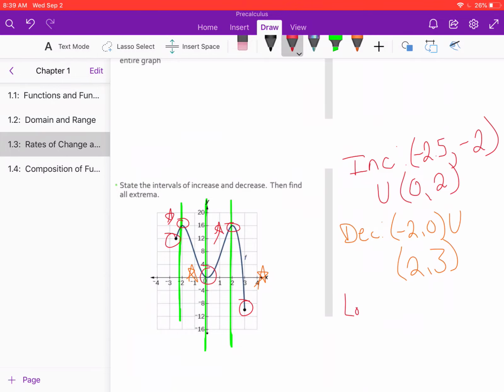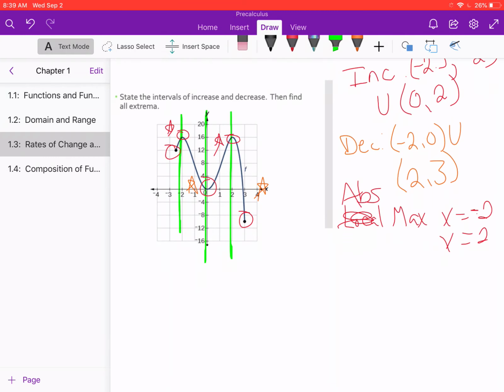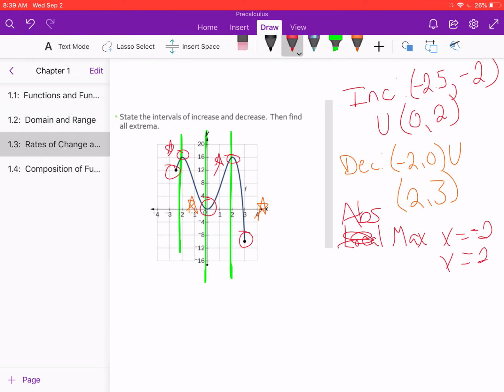Let's start with local. We have a local max at x equals negative 2. Actually, that's an absolute, sorry. Absolute. And since it's tied with the one at 2, it's also at x equals 2. We have a local min at x equals 0. We don't have any local maximums, but we have an absolute minimum at x equals 3.